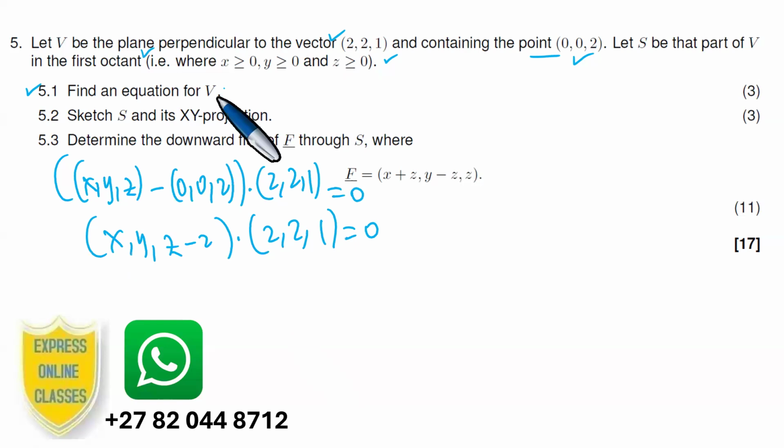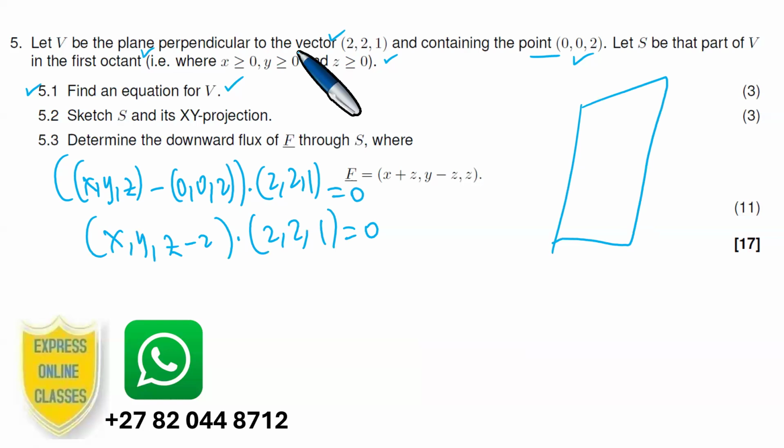Okay, we want to find the equation for the plane. One way is to let V be the plane perpendicular to the vector 2, 2, 1. So there's a plane that is perpendicular to this vector, and this plane contains the point 0, 0, 2.